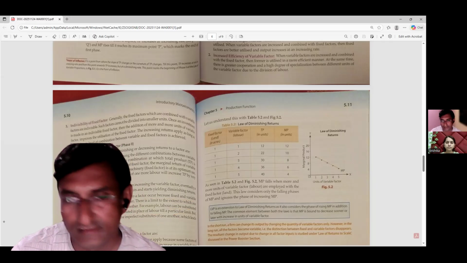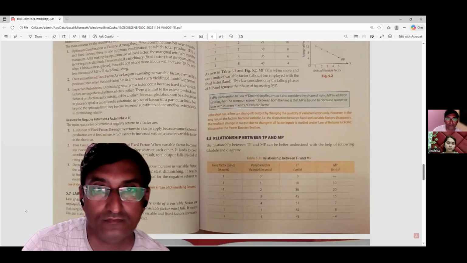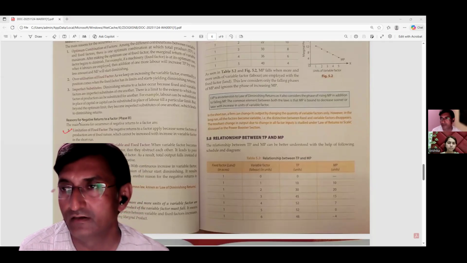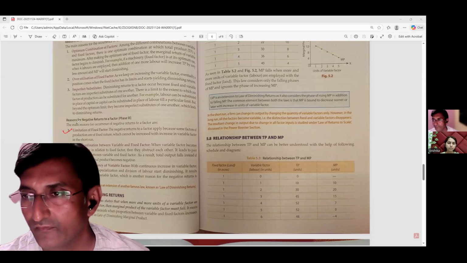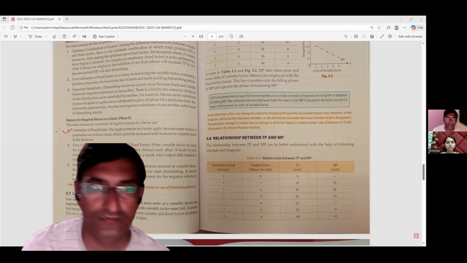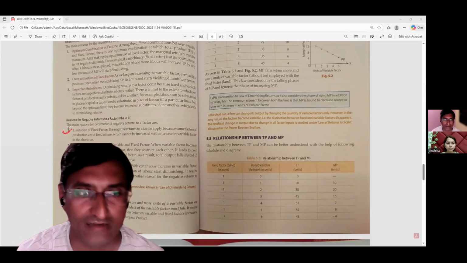Now phase number 3. Limitation of fixed factor. Obviously, we can use fixed factors for a particular limit only. After a certain limit, it cannot give maximum returns or maximum benefits. So this is the first and most important factor, that is called limitation of fixed factors.